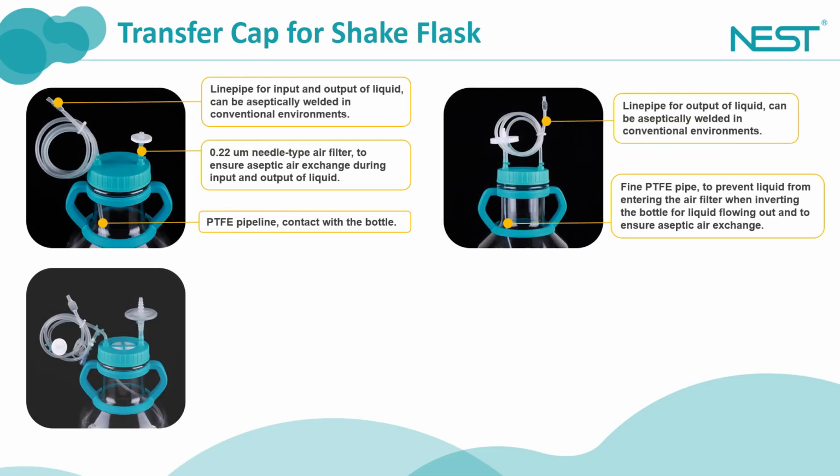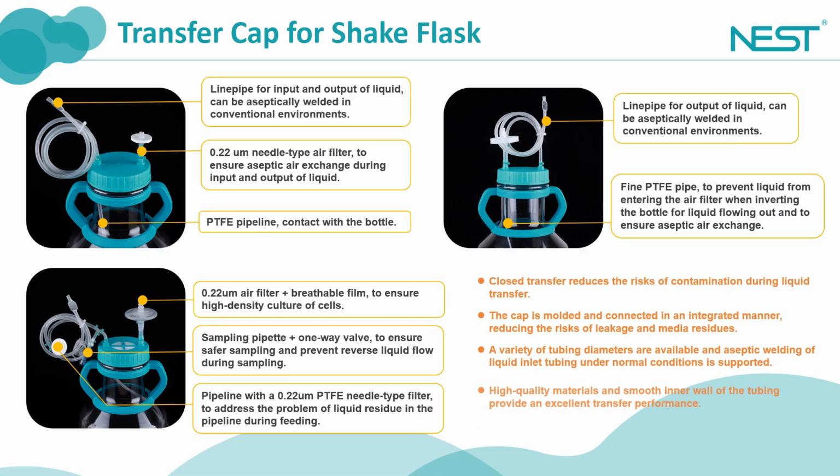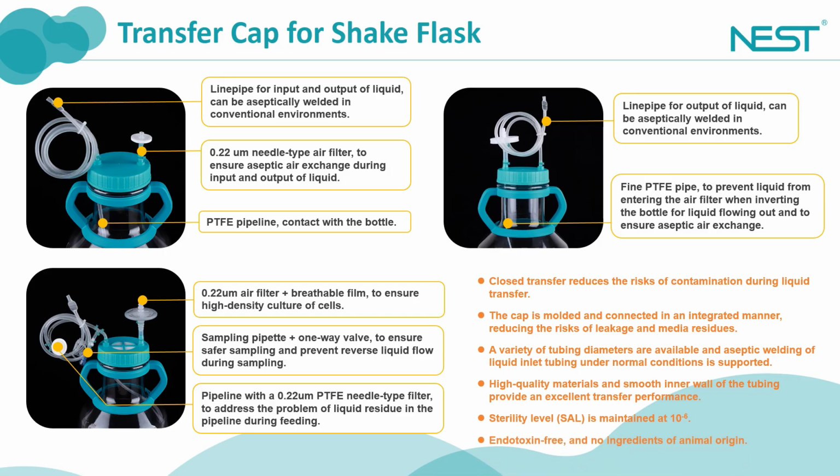NEST offers 3 models of liquid transfer caps: two-way liquid transfer caps, multifunctional liquid transfer caps, and inverted liquid transfer caps. With the two-way liquid transfer caps, we can pump the desired liquid into the shake flask with the peristaltic pump simply by connecting the inlet tubing to the tubing of the reservoir bag. The inner tubing of the two-way transfer cap is connected to the feed inlet to prevent splashing during liquid inlet. After replacing the transfer cap with a breathable cap, we can start the cell culture.